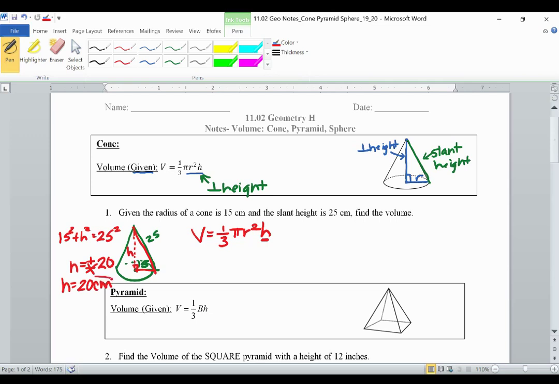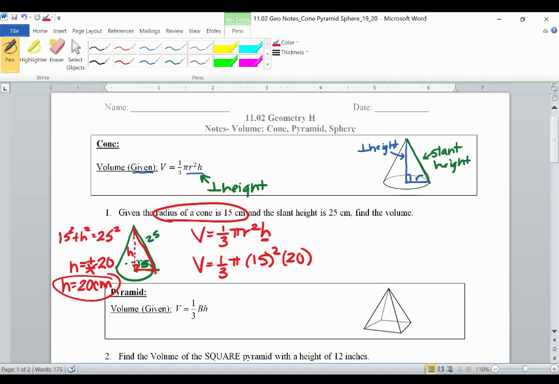Now I know h. I know my r is 15. So I'm just going to substitute in. So 1/3 pi times my radius, 15 squared. Another thing they could trick you with is giving you the diameter instead of the radius. So just remember to divide by 2 if that's the case. Now we're going to do 15 squared to get 225 and multiply that by 20.